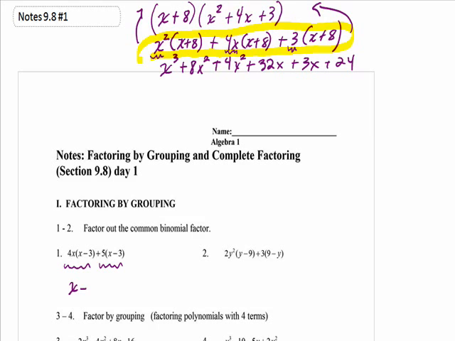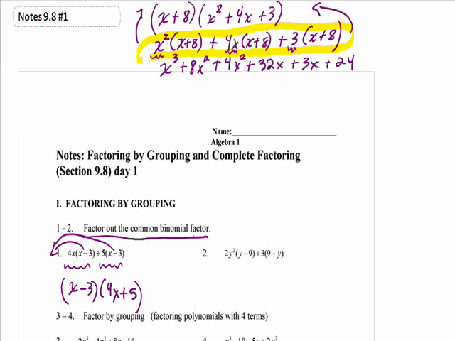So I'm going to group the x minus 3 together, and if I take the x minus 3 out, I'm left with 4x plus 5. And that would be the answer. Factor out the common binomial factor. The binomial that they both had was x minus 3, leaving a 4x plus 5. So let's try it again for number 2.